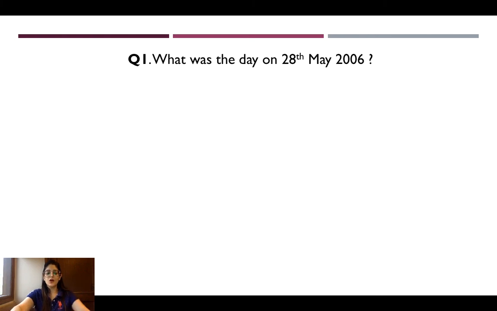Okay, so now we have a question that's very simple, and we just have to calculate what the date is on 28th May 2006. So we are going to use the concepts that we've just discussed of the number of odd days. All you have to memorize is how many odd days there are in how many years, and now I'll tell you how to use that knowledge and apply it here. So first of all, let's start by breaking it up. First we start with our century, or 2006, which is our year.